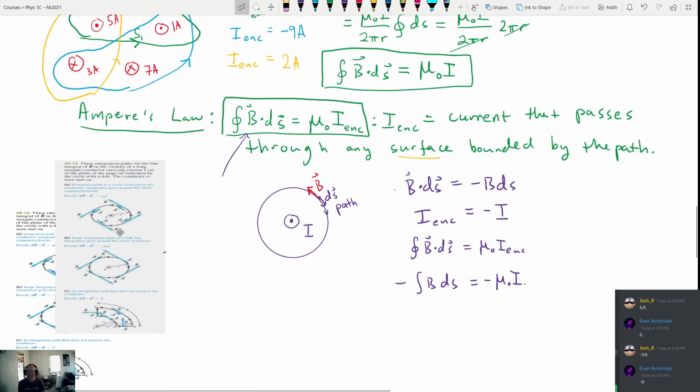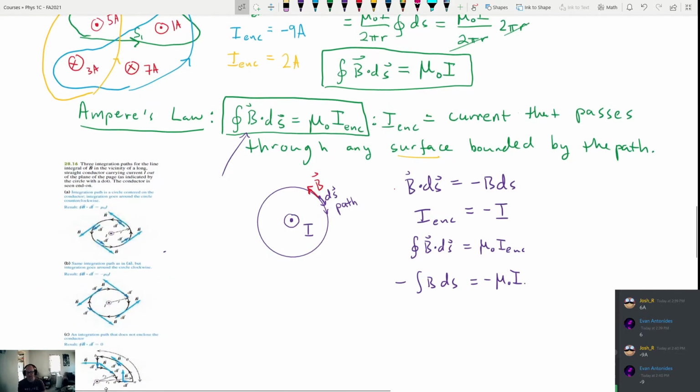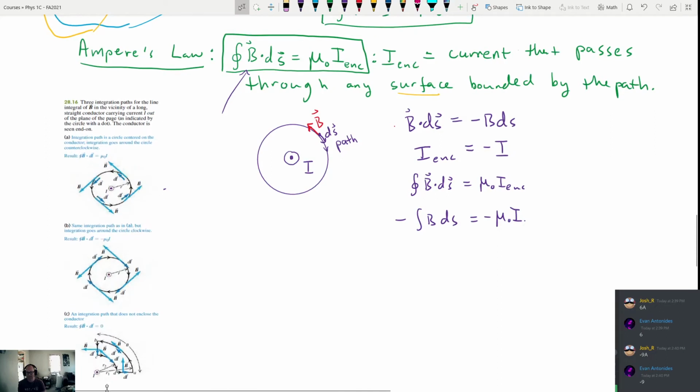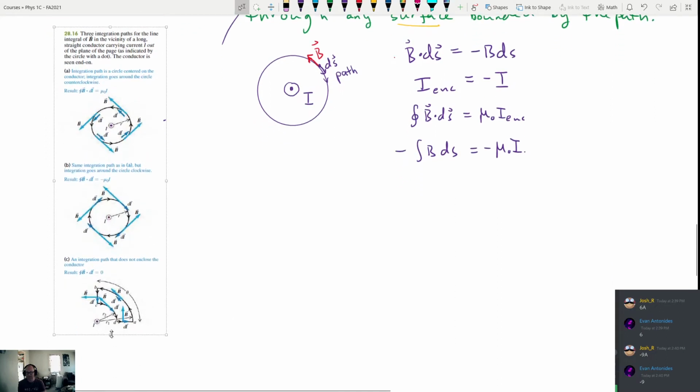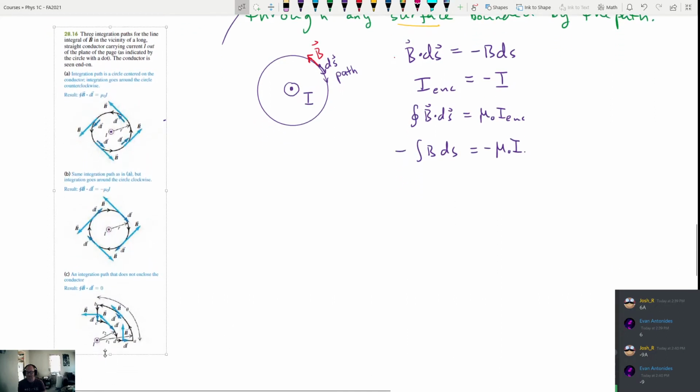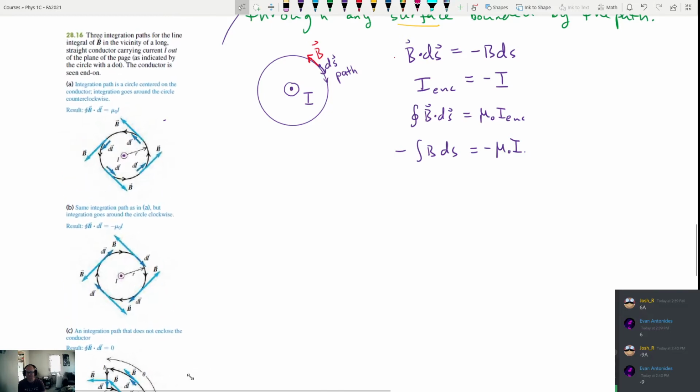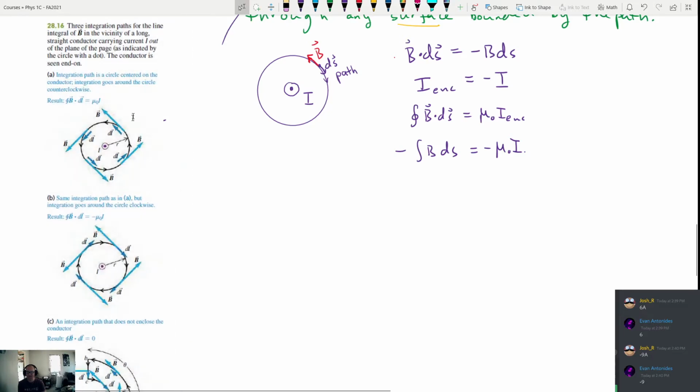So this diagram here is designed to talk about what I just mentioned. Let's expand this out until it doesn't look all squished anymore. Okay, that looks better. Let's make it a little bigger, and let's look at what they say. 3 different integration paths for the line integral of B in the vicinity of a long straight conductor carrying a current I out of the page, as indicated. The integration path is a circle centered on the conductor. The integration goes around the circle counterclockwise. The result is the integral of B dot dl is mu naught times I.